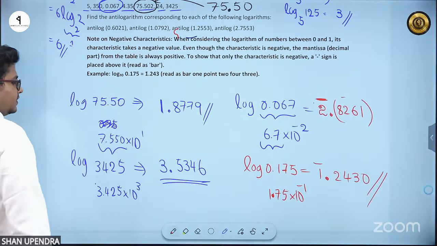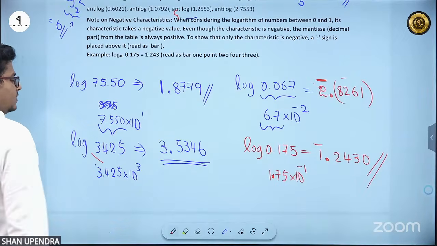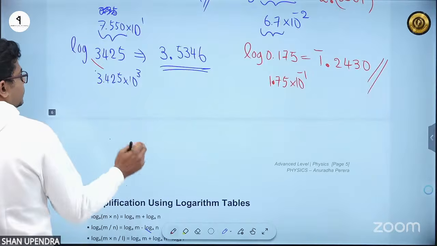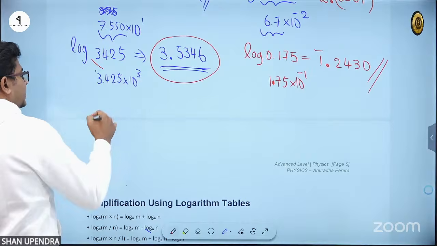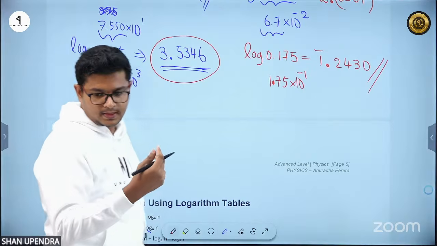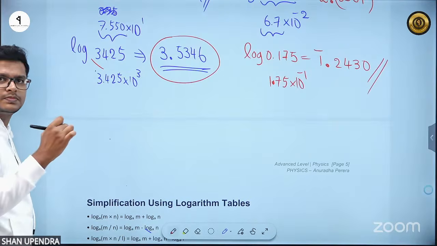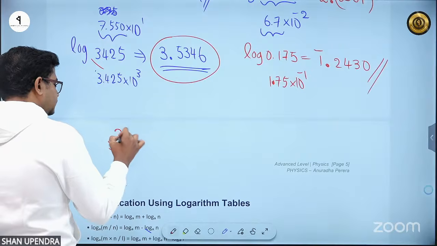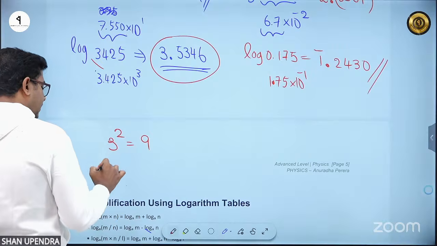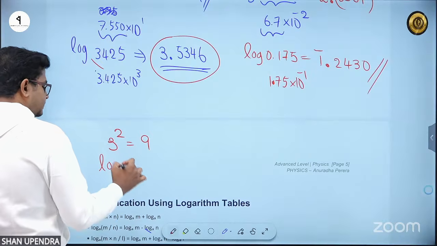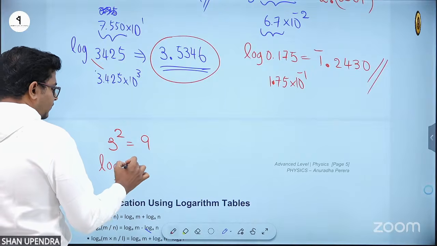And now the antilog of it. So that means if this one is given, how do you find the corresponding value? Let's take this value as given. Simply, I would like to write it this way. Let's take 3 to the power 2 equals 9. I can write log base 3 of 9 equals 2.